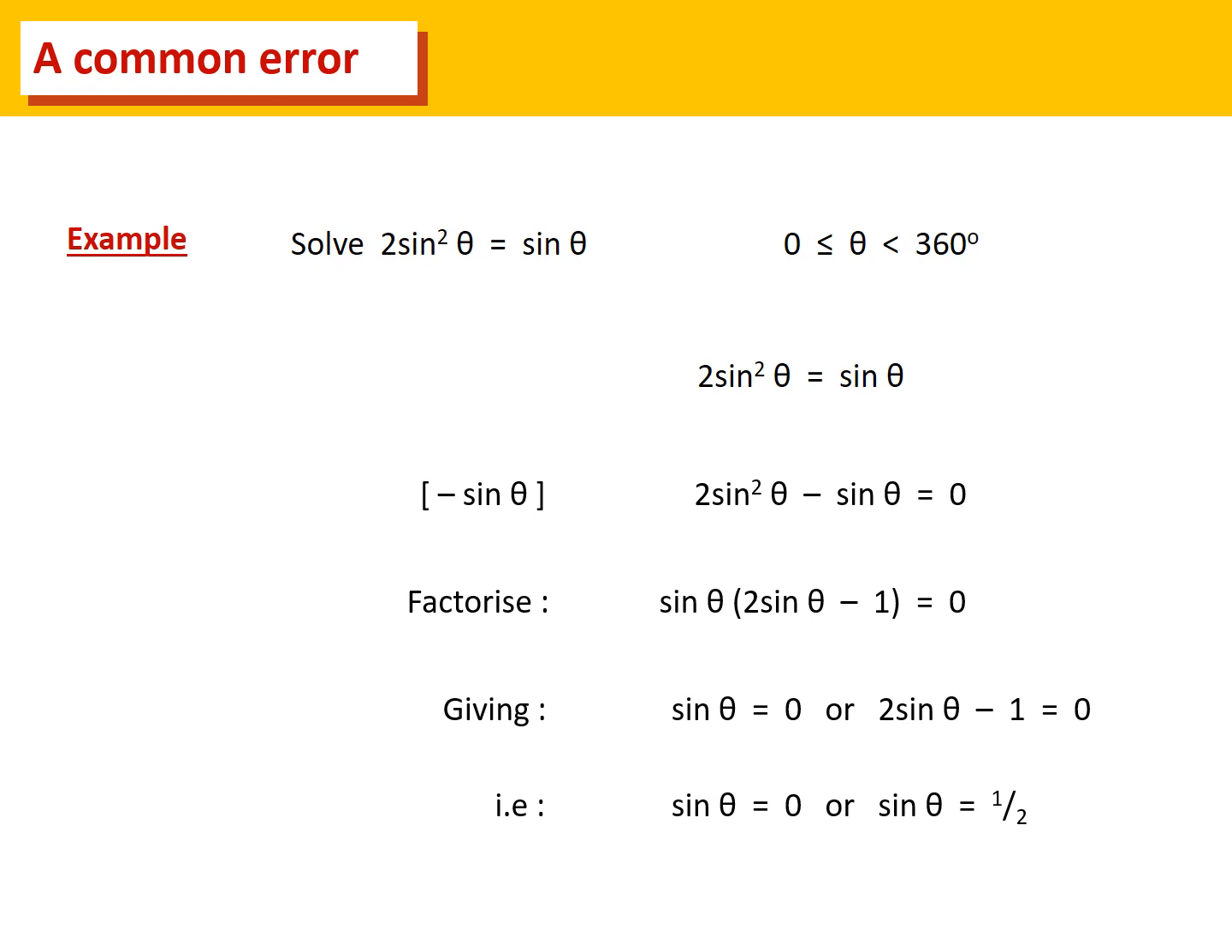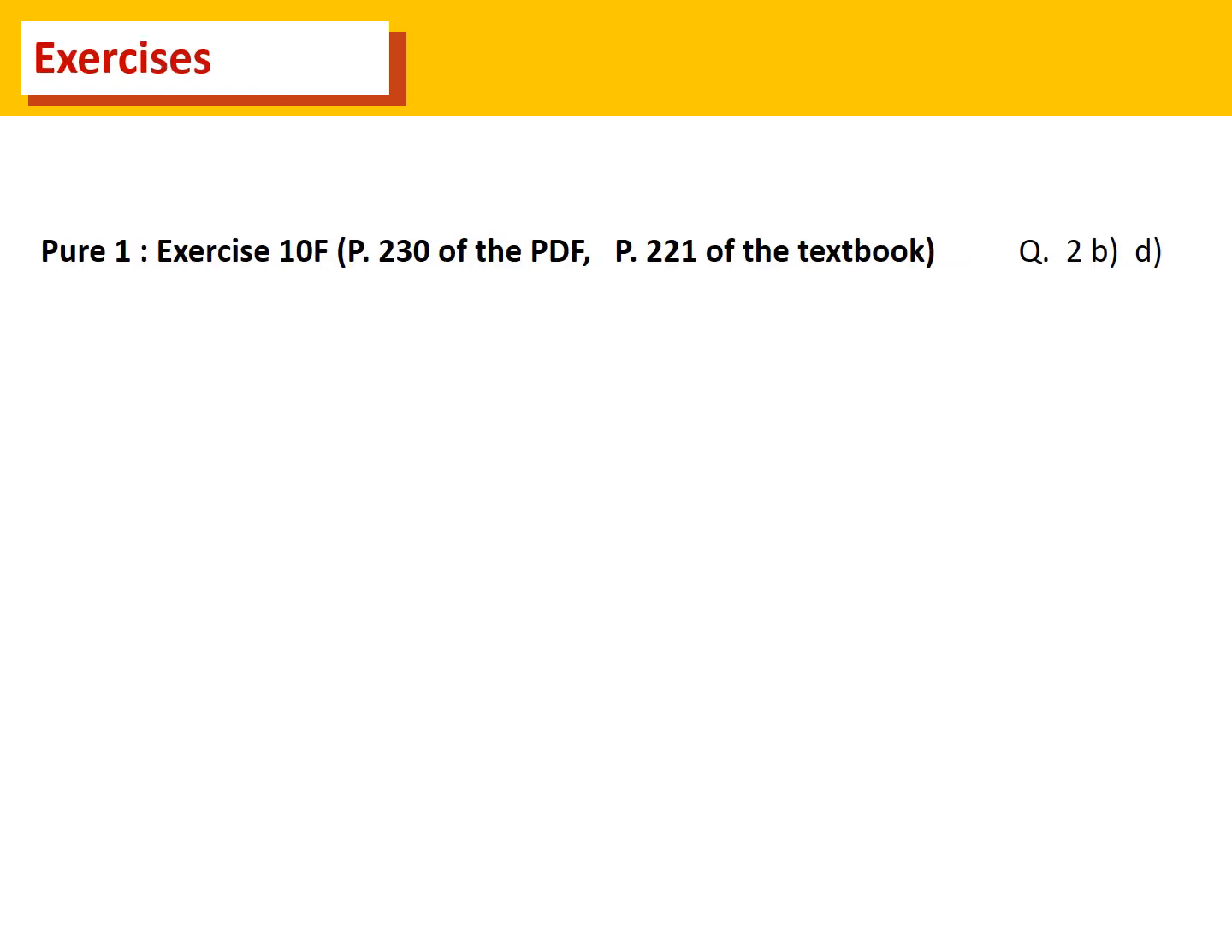But please do be careful when you see one like this. You can't divide through by something which could equal 0. And if you have a look at question 2, parts B and D, on page 221 of the textbook, you'll find that type of question comes into play.